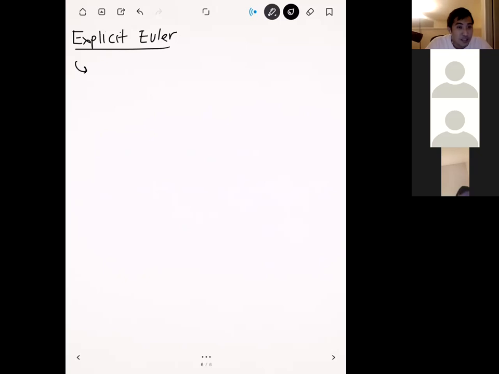All right. And so explicit Euler. This is the simplest one, and we're basically going to apply a forward difference to the time derivative.